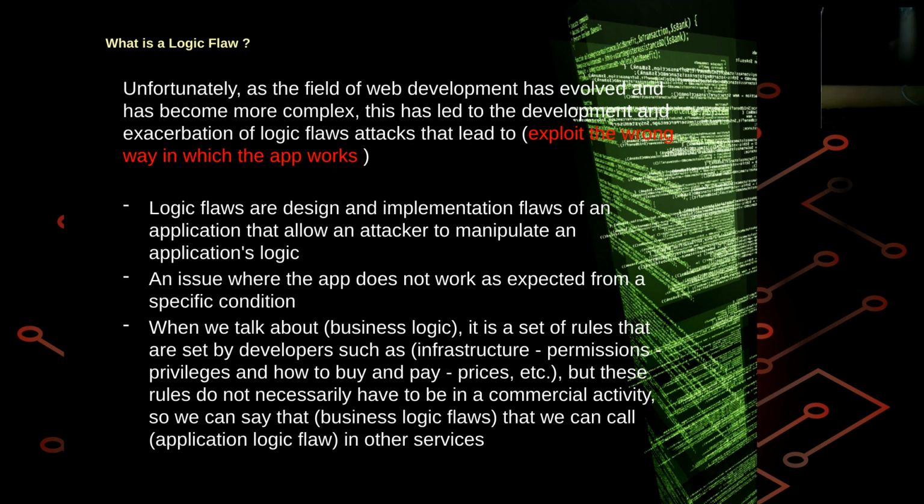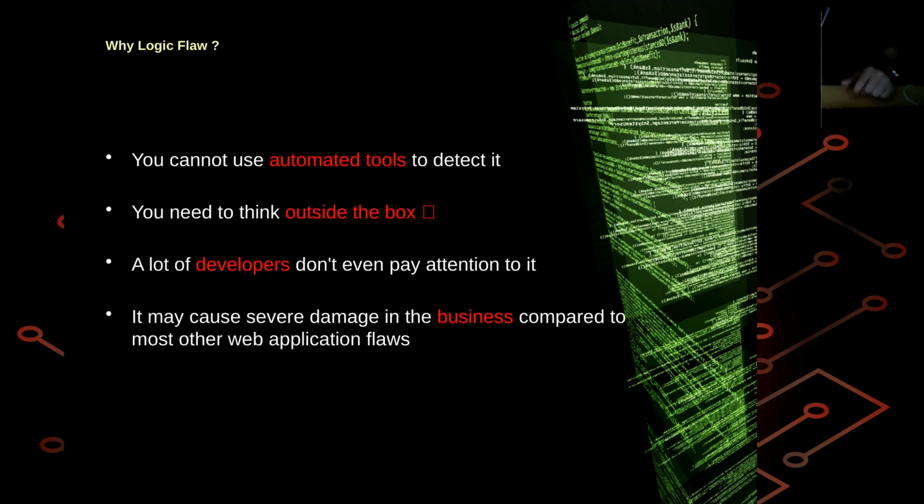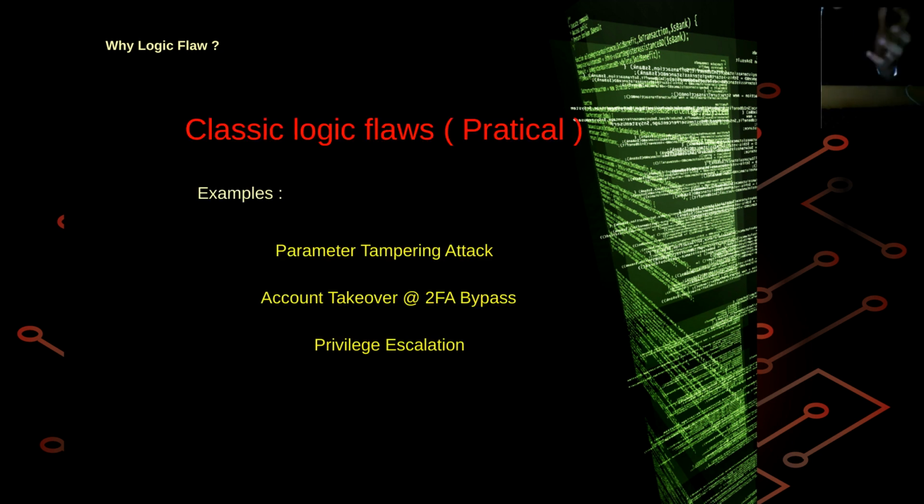So why logical flaws? You cannot use automated scanning tools to detect these, and you need to think outside the box. A lot of developers don't even pay attention to them, and they may cause severe damage to the business compared to most web application flaws. So we have classic logical flaws, for example, parameter tampering or parameter manipulation attacks, account takeover, two-factor authentication bypass, and privilege escalation.